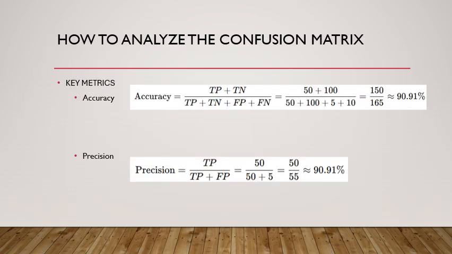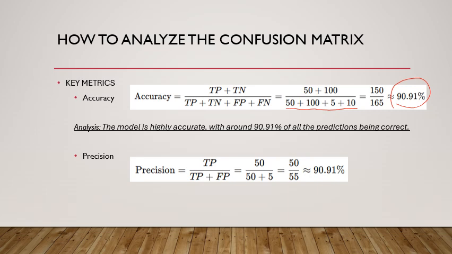Then how to analyze the confusion matrix? We can analyze this by using the key metrics we have discussed a while ago. So we have here the accuracy. Substituting now the values of TP, which is 50, plus TN, which is 100, divided by the total number of our instances, which is the sum of the true positive, the true negative, the false positive, and the false negative, we will get 90.91, which means that the model is highly accurate with around 90.91% of all the predictions being correct.